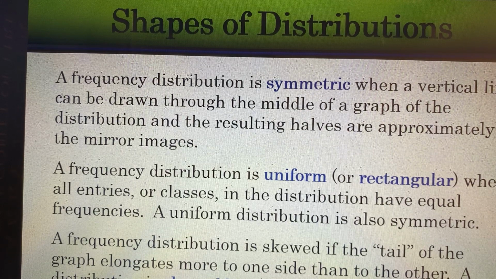A frequency distribution, which is similar to a bar graph, is uniform, or has a rectangular shape, when all of your data entries or classes in your distribution have equal frequencies. A uniform distribution is also symmetric, because if you split it in half, it's going to be the same on both sides.